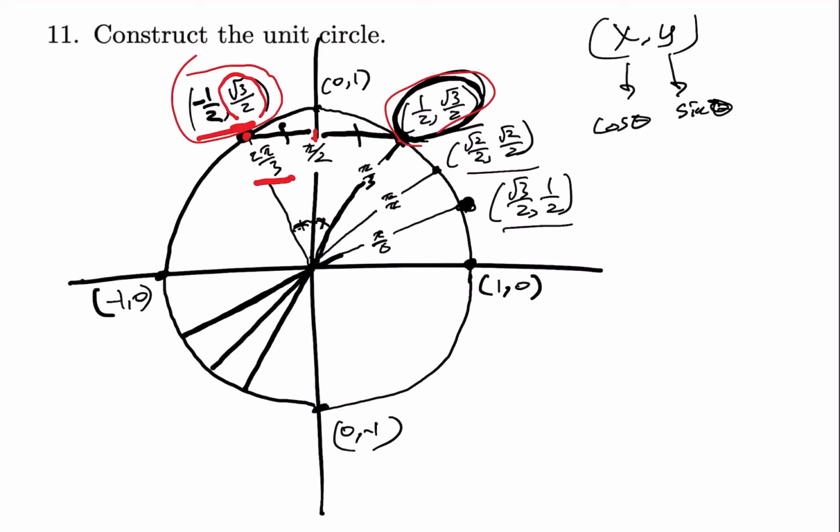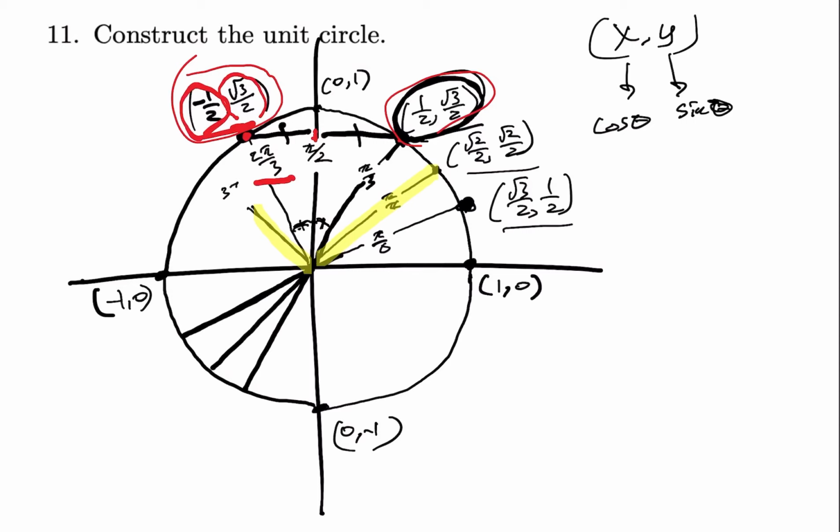Cosine of 2 pi over 3 is negative half. So as you can see the pattern, here we have another angle. Now this one will be, let's use the word symmetry, symmetric to this one. Okay, so I'll do another one here. Let me write the angle. This one is 3 pi over 4.